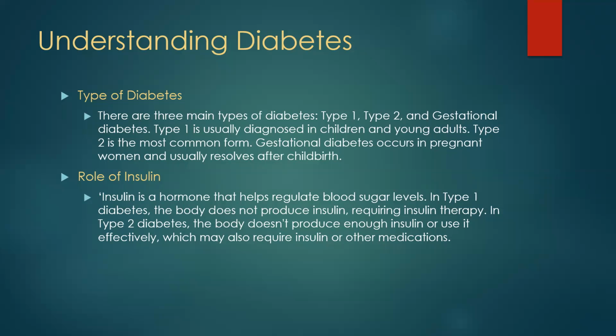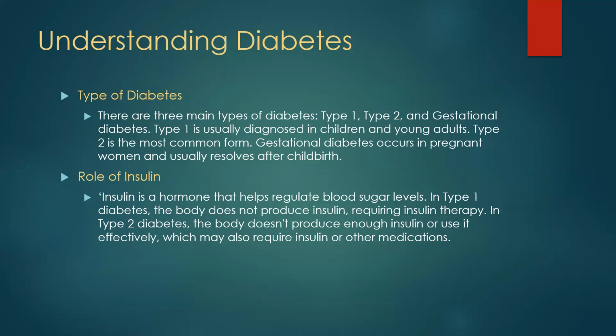Type 1 is usually diagnosed in children and young adults. Type 2 is the most common form, and gestational diabetes occurs in pregnant women and usually resolves after childbirth, but it also needs attention. So mostly the figures we are going to discuss, or the policies we are going to discuss, are targeted at type 2 diabetes. The role of insulin I also want to model in the future, but so many things are there. Insulin is a hormone that helps regulate blood sugar. In type 1 diabetes, the body does not produce it, but in type 2 diabetes, its functioning is not proper.